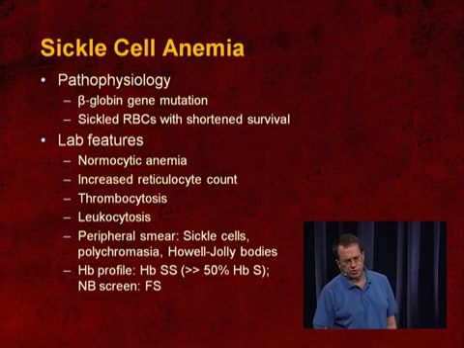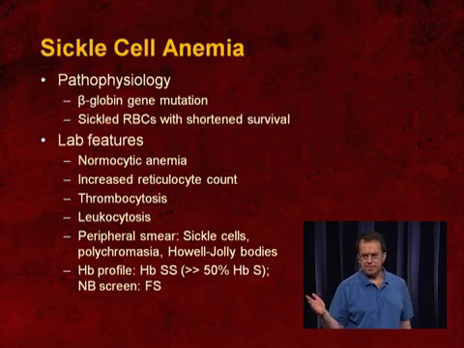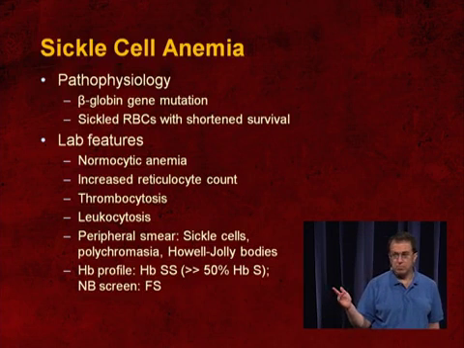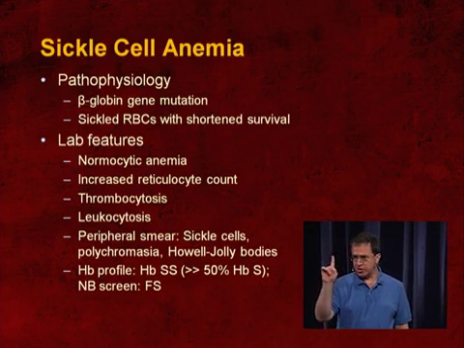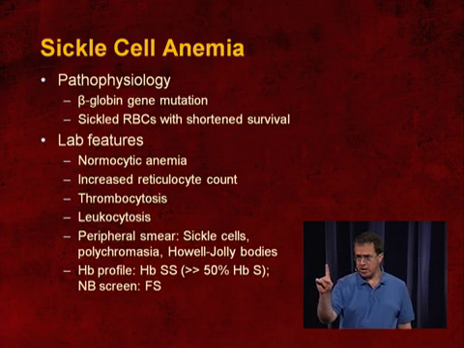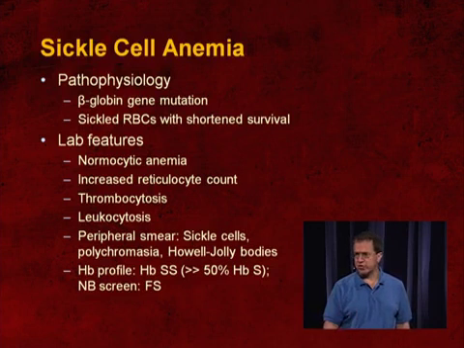Thrombocytosis, possible. Leukocytosis, definitely. Peripheral smear, sickle cells, polychromasia, Howell-Jolly bodies, hemoglobin profile. You're going to have a lot of hemoglobin S. You kind of have to know the trends. Are you going to have any hemoglobin A? No, not in sickle cell disease, right? Because both beta genes are mutated. If you got trait, you're going to have a hemoglobin A. But in disease, you're not going to have any hemoglobin A unless you got transfused.